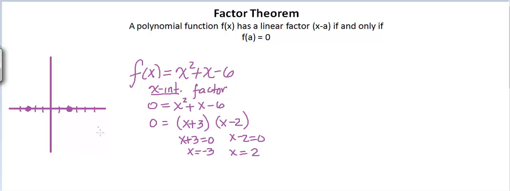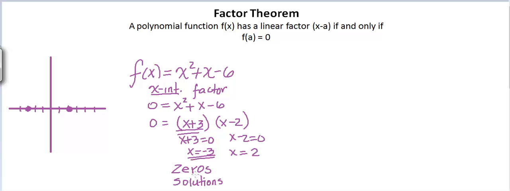Okay, and what I want you to learn from this is that the factors of a function are also the x-intercepts, and they are also called the zeros of the function. They are also called the solutions of the function. Okay? Find the solution is finding the x values. Finding the x values is the same thing as finding the x-intercepts. Finding the x-intercepts is the same thing as finding the zeros.